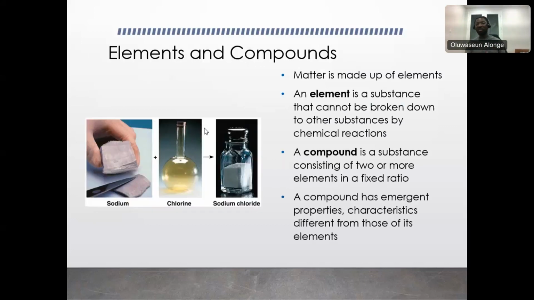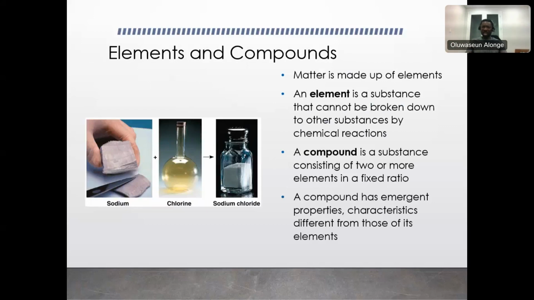Now, matter is made up of elements. And elements are hydrogen, helium, lithium, beryllium, boron, carbon, nitrogen, oxygen, fluorine, neon, sodium, magnesium, aluminum, silicon, phosphorus, sulfur, chlorine, argon, potassium, and calcium. Those are the first 20 elements. Those elements make up matter, and the elements are made up of atoms, which I'm going to be talking about soon.